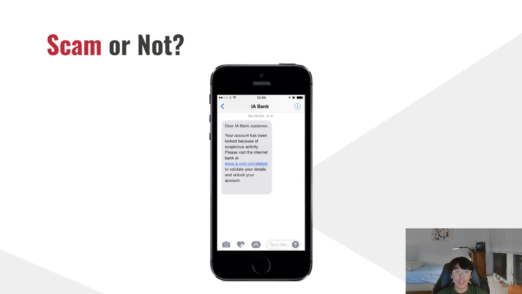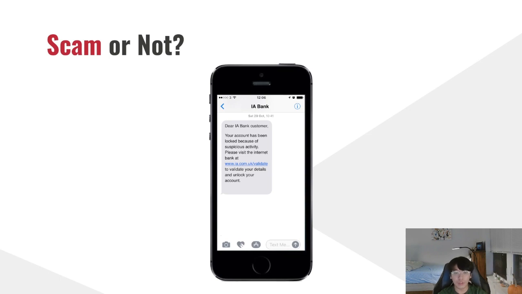So your account has been locked because of suspicious activity. It's not really encouraging, but it shows a sense of urgency, trying to make you check it out. And it has that website, which might not really lead to the ia.com website. It may lead you to some other weird and sketchy website, which automatically makes you download malware.